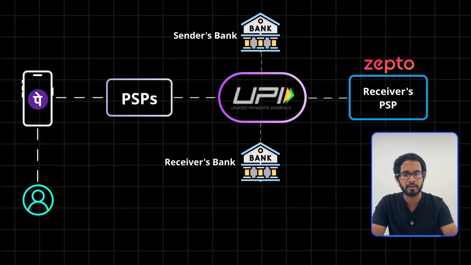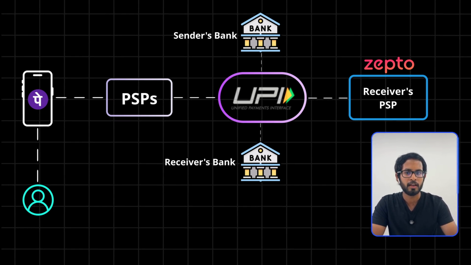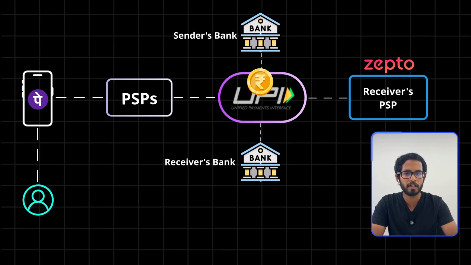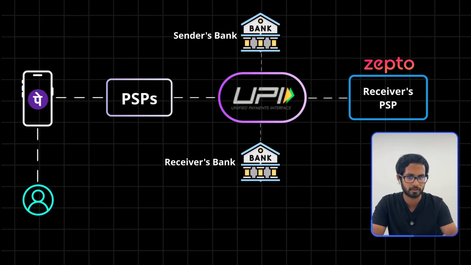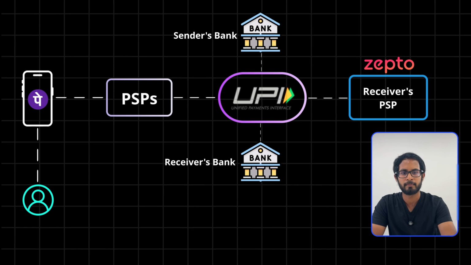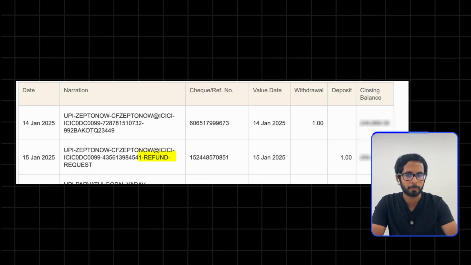The user's bank already debited the incorrect amount. These unsettled payments are typically reversed by UPI within the next 24 to 48 hours. A previous test with just 1 rupee resulted in a refund the following day.